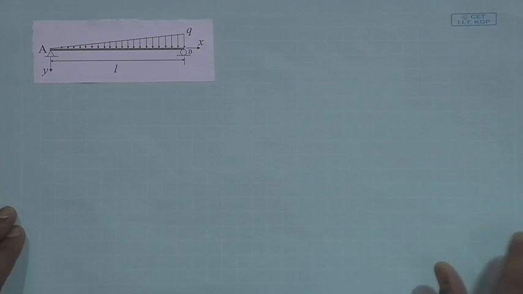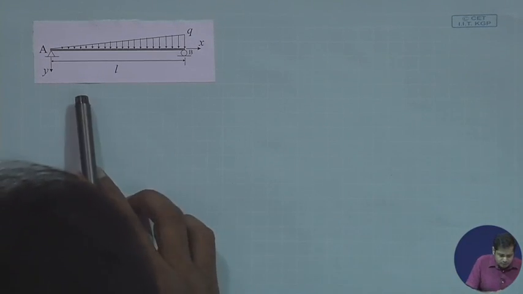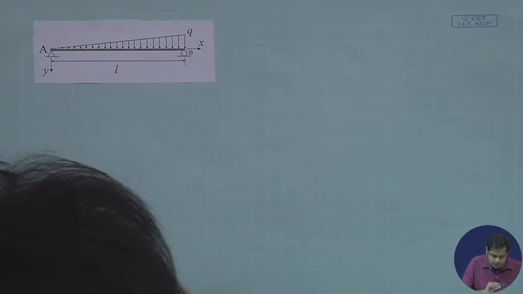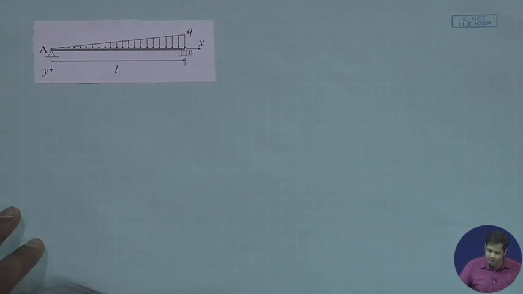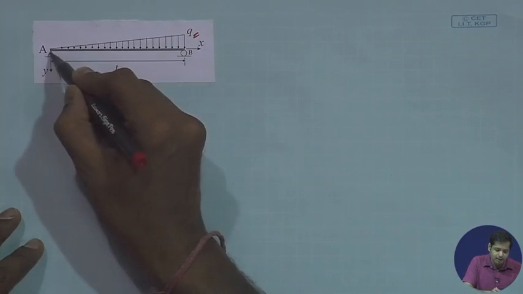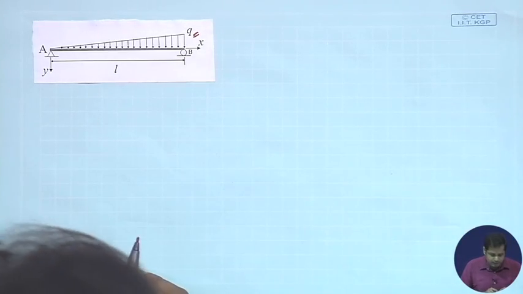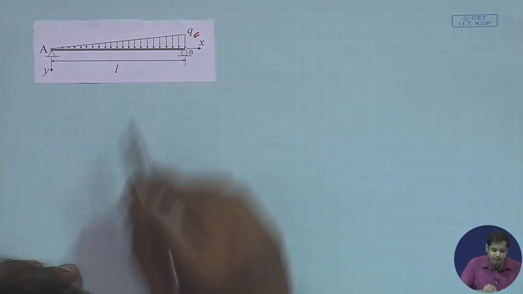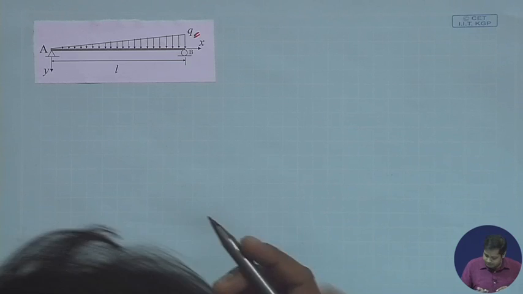Okay, the first problem that we do is this one. It is again a simply supported beam, but now the distribution of load is not uniform, it is a triangular distributed load. The intensity of this load is Q at this point, it varies linearly, and at point A it is 0. We need to find the slope at points A and B, and the deflection profile, using the direct integration technique.